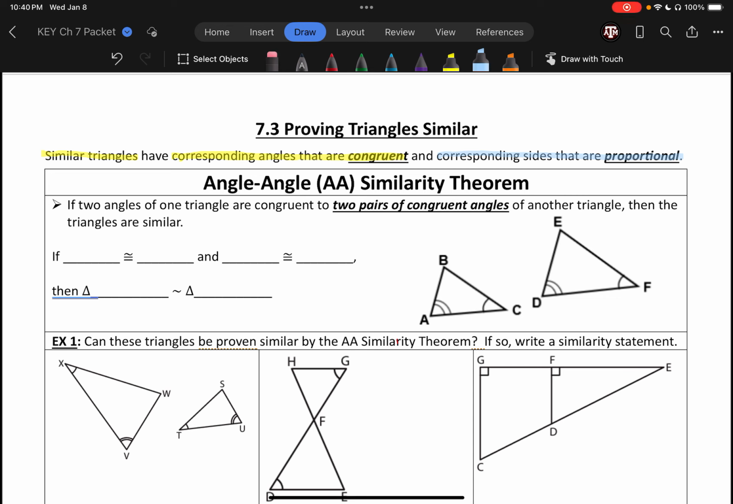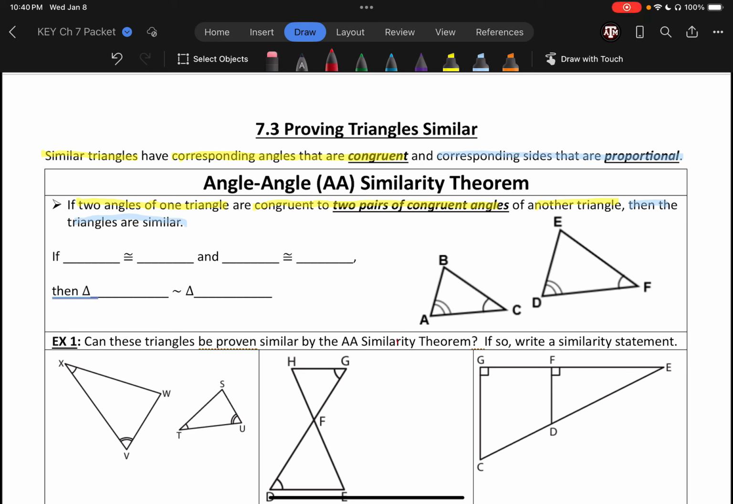The first method that we're going to look at to prove that triangles are similar is known as the angle-angle similarity theorem. The thing to know about this one is that if you have two angles of one triangle congruent to two angles of another triangle, then that information is enough for us to say that the triangles are similar. So let's take a look here.